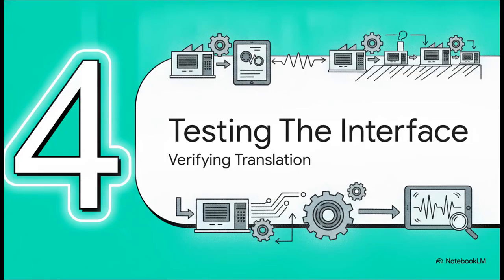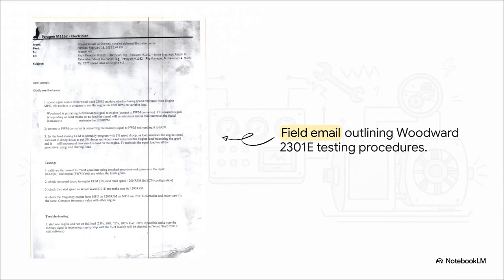All right, Section 4, testing the governor interface and verifying the translation. Theory is great and all, but how do we actually verify that this invisible conversation is happening correctly out on the floor? Check out the details in this actual field email from an electrician out on a rig. He's outlining a speed issue on engine number 2, and he lays out the exact testing logic based perfectly on the theory we just went over.